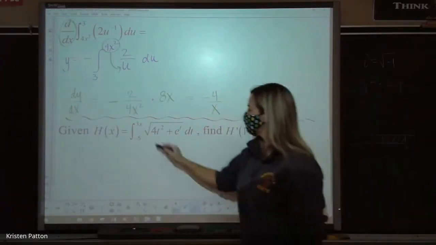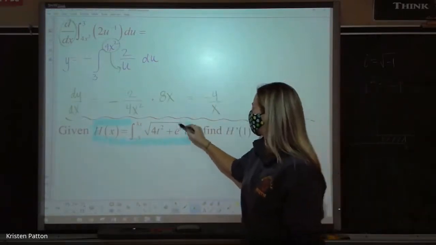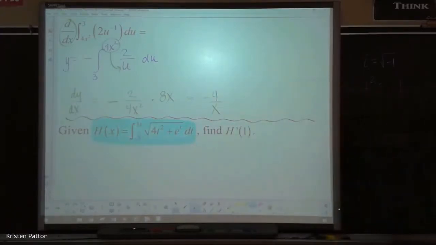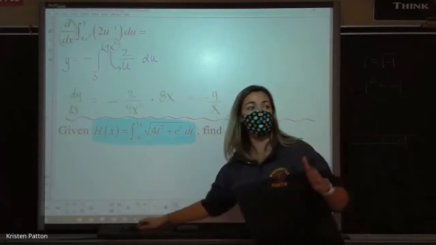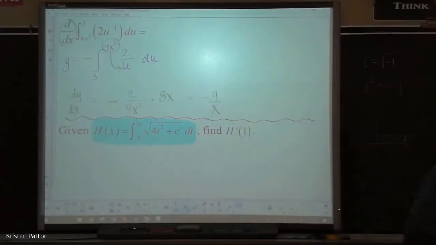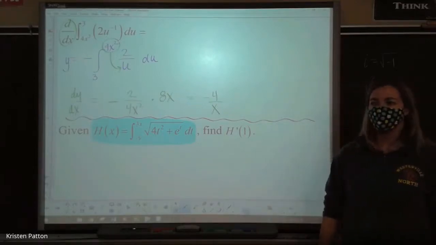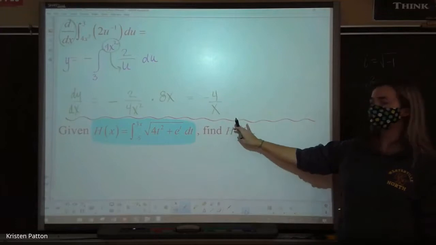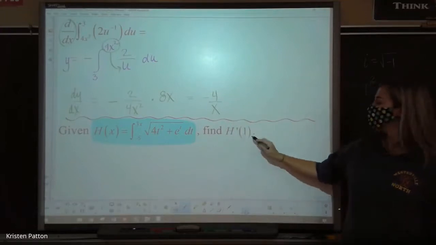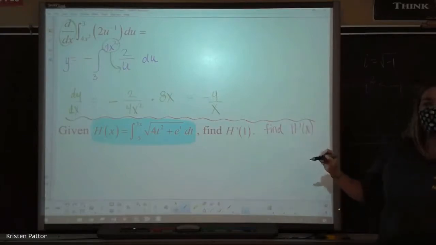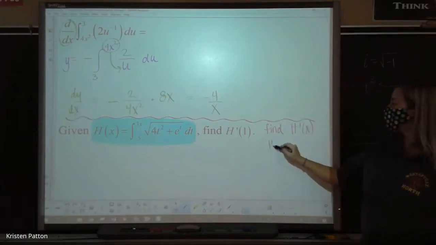So h of x equals this lovely thing here. I know they're messy. So there's our function. Find h prime of 1. The question itself is not new. Since back in September, I've been saying find h prime of 0, h prime of 5. What are we going to do first? You want to find h prime of 1. What's h prime of x? We're going to find the derivative. We're going to find h prime of x. And then what? Plug in a 1.